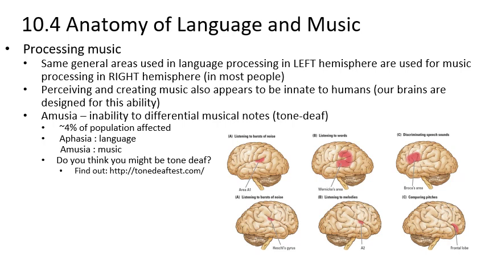Amusia is an inability to differentiate musical notes. So this is, we might call more colloquially, tone deafness. This affects about 4% of the population, and it's kind of analogous to aphasia. So aphasia is to language as amusia is to music. If you think you might be tone deaf, you might already know that, but if you want to find out, there's a test that takes maybe 5 minutes where it will tell you to what degree you may or may not be tone deaf.